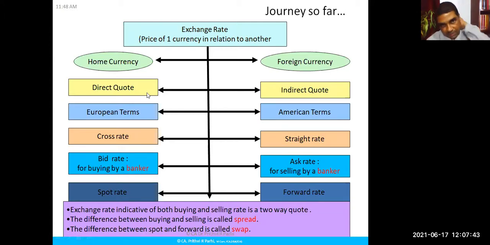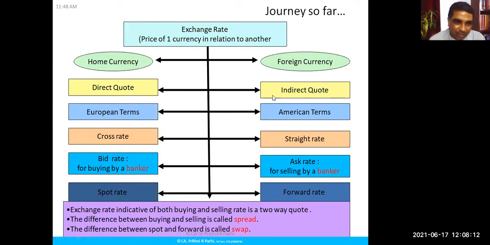Now, the difference between home currency and foreign currency you have understood. Home currency means the currency in which financial reporting is done. The final financial statement is prepared in that currency, that is called home currency. All other currencies are foreign currencies. And you also know what is direct quote and indirect quote. Direct quote means home currency per unit of foreign currency, and indirect quote means foreign currency per unit of home currency.